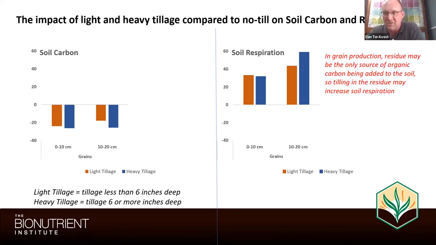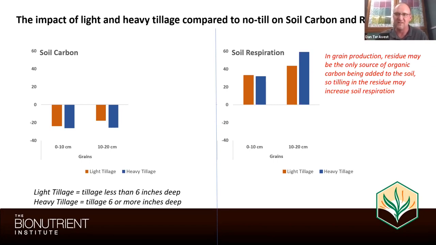Now, my personal theory for this, and I'm not going to say I'm right, is that in grain systems the primary source of any additional organic amendment or organic carbon is really the residue. That's it, right? Generally you don't get a lot of compost, you're not going to get a couple inches of mulch like you might get in a kale crop. So when the only real source of carbon into the system is residue and you're tilling it under, you're putting that residue in direct contact with your microbes. They're eating it up, so you're seeing a higher rate of respiration than you would in no-till, where the residue remains at the top.